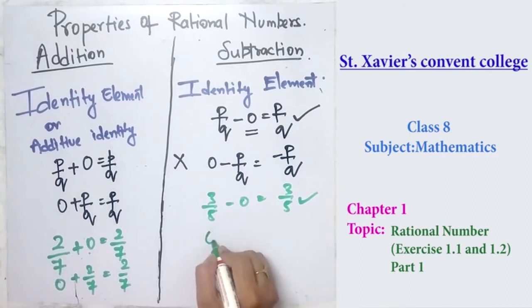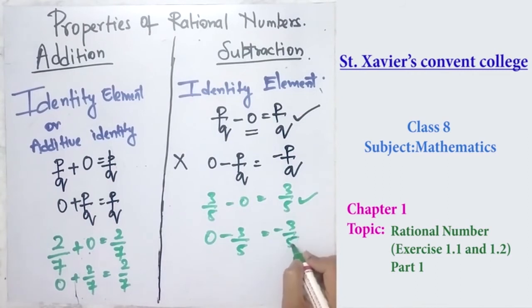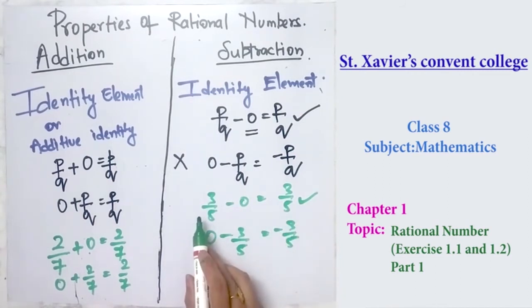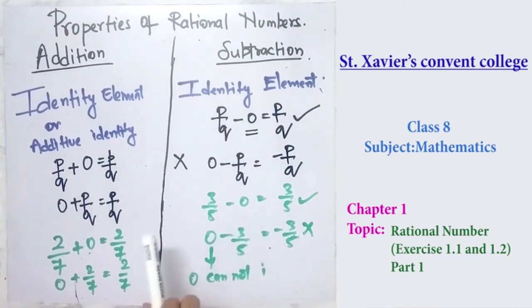But if you take it like this, 0 minus 3 upon 5, it changes to minus 3 upon 5. That is, you start with a positive rational number and you get a negative rational number. It means that here 0 cannot be the identity element. So this has to be remembered: in subtraction, you have to take the identity element always on the right-hand side. Do not take it on the left-hand side. If you take it on the left-hand side, your question will get changed. So 0 cannot be the identity element if you take it on the left-hand side. These are the identity element properties for rational numbers.